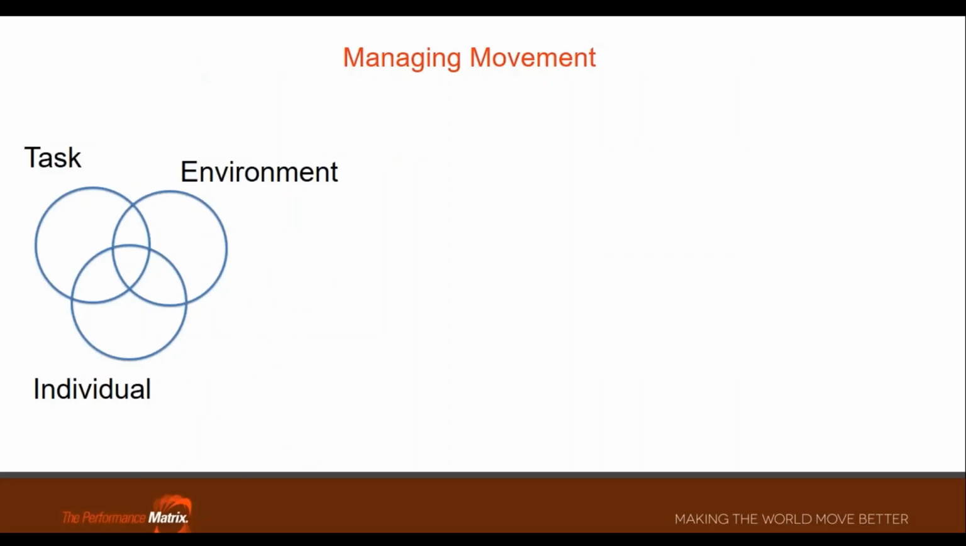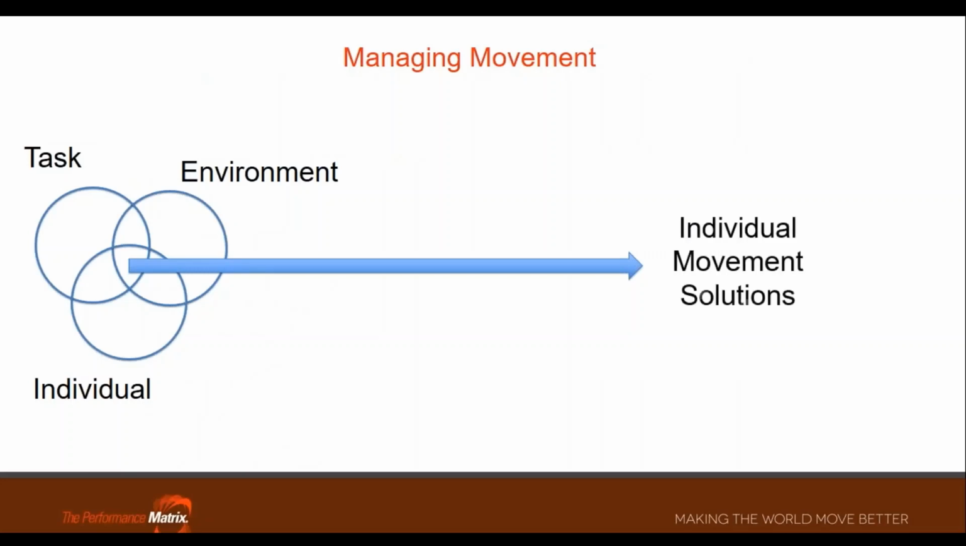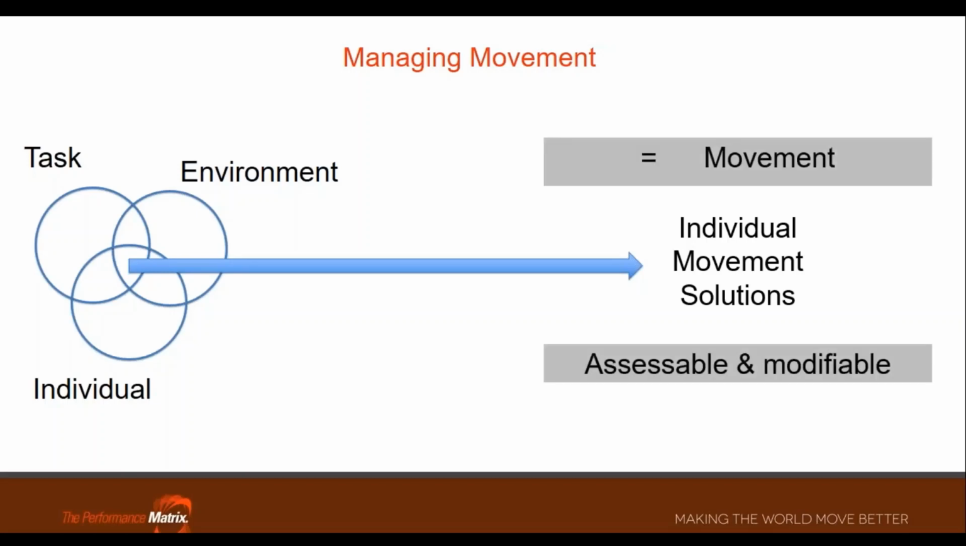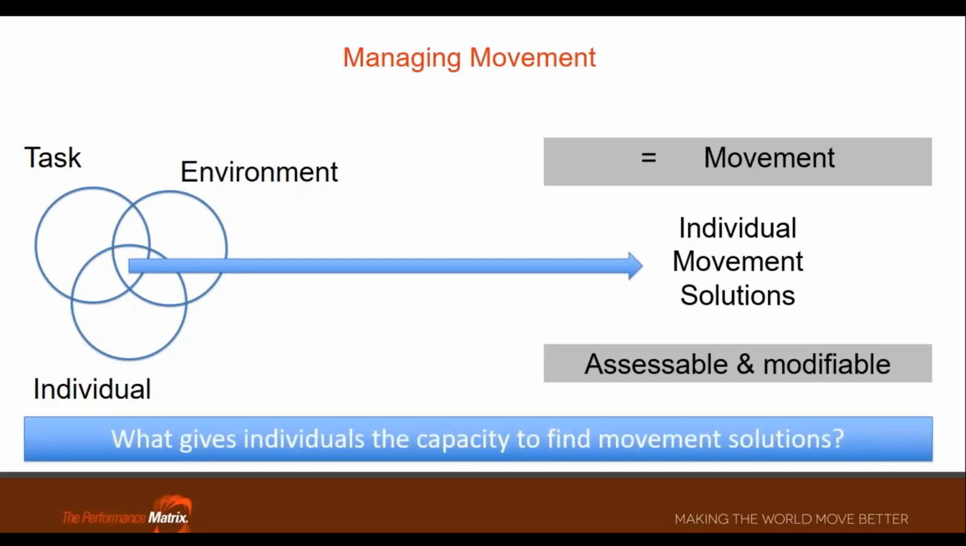So what we see is, because our focus is on managing movement, what comes about from those interactions are individual movement solutions. For any given individual, they'll find their own way of achieving the outcomes of the task. What we do is we assess and modify those movement solutions. So we consider the outcome. We look at how people move and we address that movement because we believe they're both accessible and modifiable. So what actually gives individuals the capacity to find these different movement solutions within that interaction?